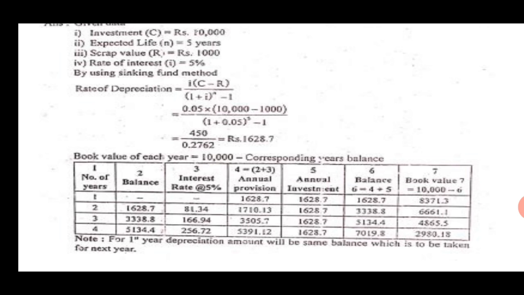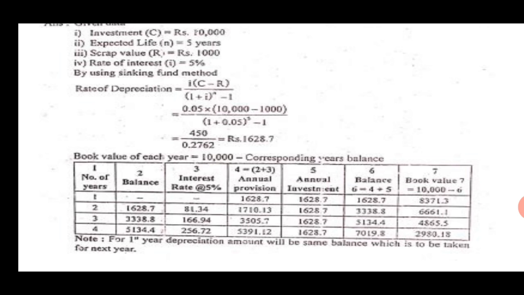So very straightforward it is. In the first year the amount is not carrying any balance, because we have not made any depreciation in the beginning. We will make the depreciation at the end of the first year. So the balance is nil here, and the interest also is nil in the first year. But the depreciation is 1628 rupees, the annual investment is also 1628 rupees, and the balance is 4 plus 5, that is 1628 rupees. The book value, column 7, is 10,000 rupees minus 6, that is 1628. So you get 8,371 rupees as the book value for the first year.